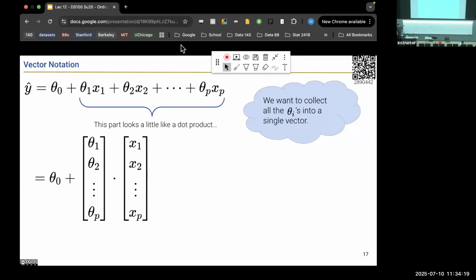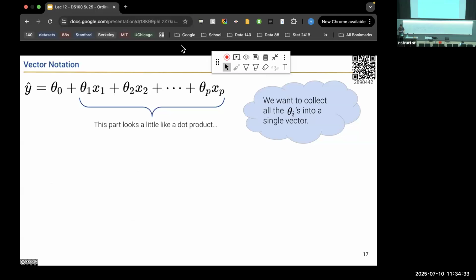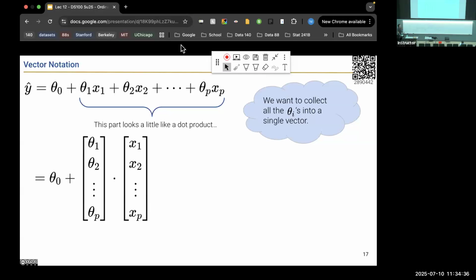If I put all the thetas, theta 1 through theta p, and all the x's, x1 through xp, in two vectors and take the dot product of those two vectors, then I get back the expression from the top. They're the same. But now I can write it as a dot product of two vectors. If I give those two vectors each a name, then I don't have to write out the entries every time. And now let's deal with the theta naught.